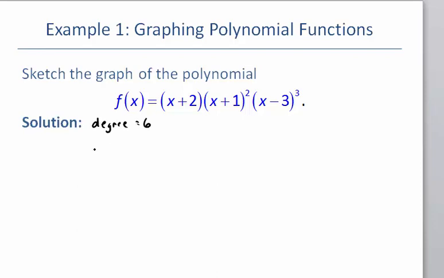Okay, which means that I have at most 6 zeros and 5 turning points. Remember, we talked about that just a minute ago. Same number of zeros as the degree and 1 less on the turning points.